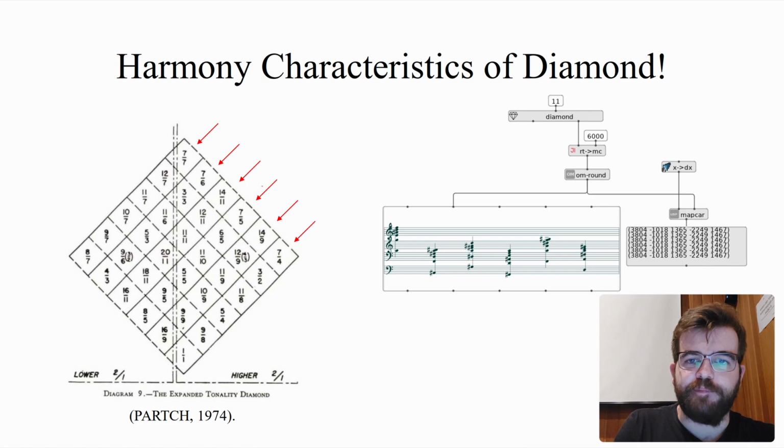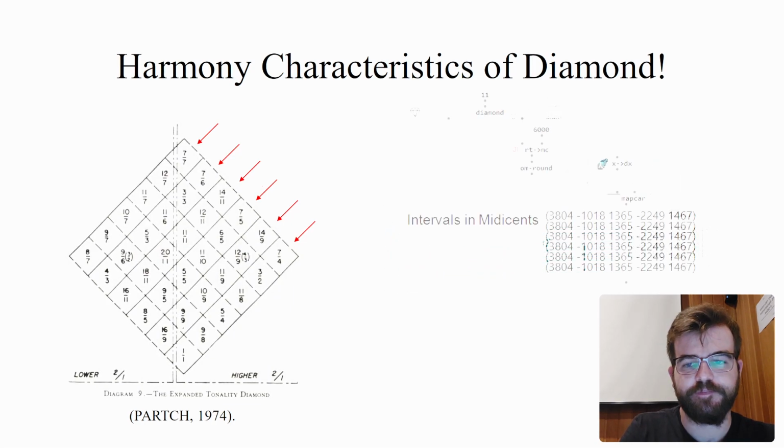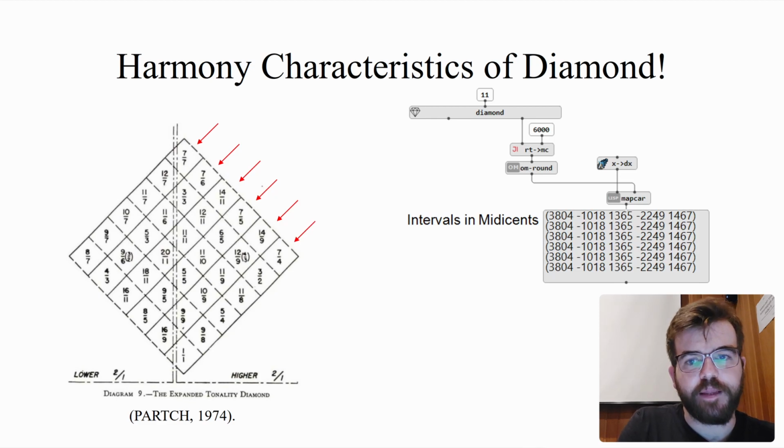In this OM patch, on the right, we have the object diamond that will build the tonality diamond limit 11. In sequence, ratios will be converted to midicents, using C4 as the fundamental. Each of these chords is one of the diagonals of the tonality diamond, and the box with the numbers is the interval structure of each of these chords. As we can see, all the chords have the same interval structure.